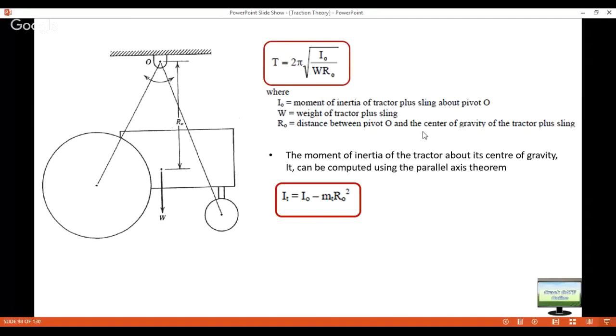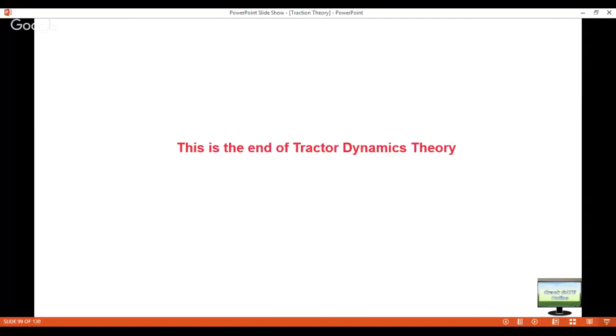So guys, this is all about center of gravity and moment of inertia. I think we have reached a point where I can say that as far as the theory part is concerned, this is the end of tractor dynamics. Okay, so I have already explained to you.